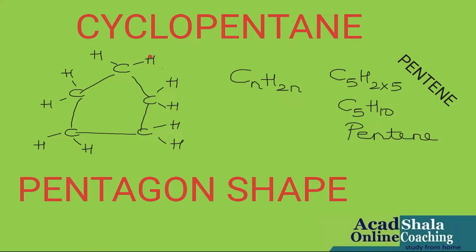And then satisfy the other 2 covalent bonds as it is shown over here. And I've done it. This carbon, 1, 2 and then 2 more. This carbon, 1, 2 and 2 more. This carbon, 1, 2 and 2 more. This carbon, 1, 2 and 2 more. And this carbon, 1, 2 and 2 more. So in this way, I have made the cyclic structure of cyclopentane.